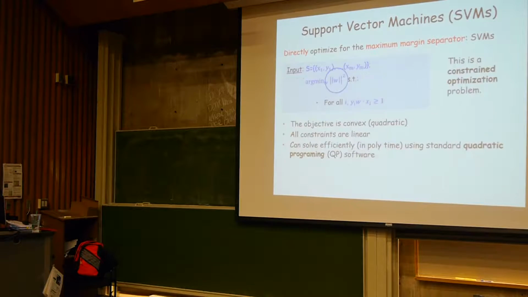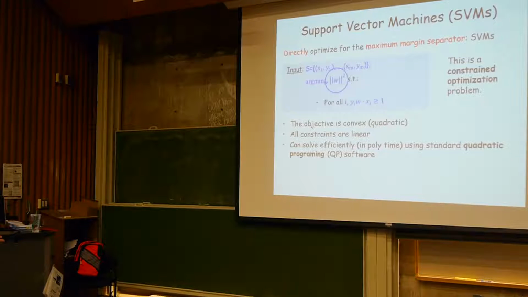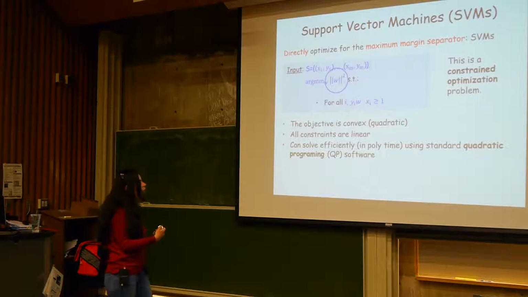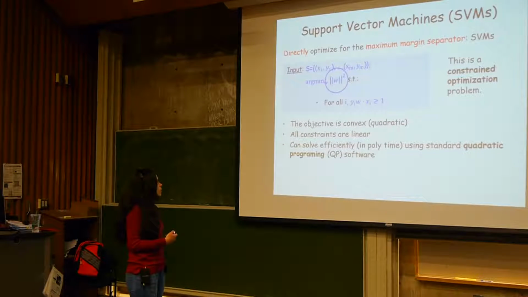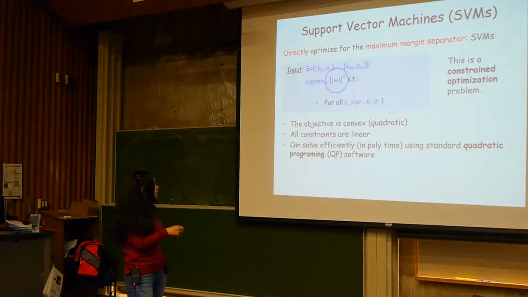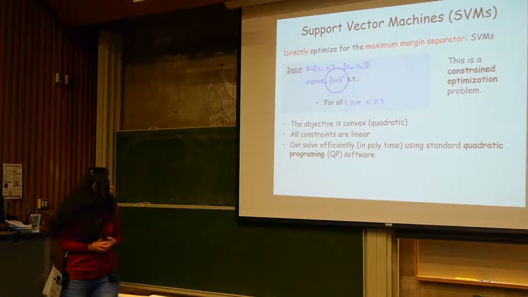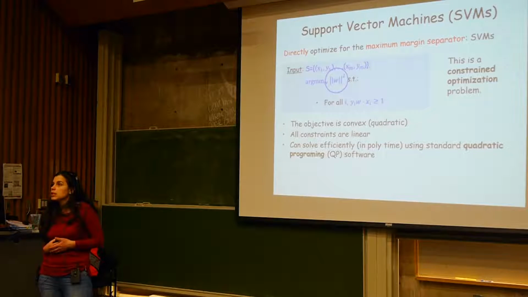Okay, but now the cool fact is that this new optimization problem is a convex optimization problem. And in particular, it turns out that it's a constrained convex optimization problem. So the objective function now is convex. It's in fact quadratic, and all the constraints are linear. And this is then a quadratic optimization problem that can be solved using standard techniques.